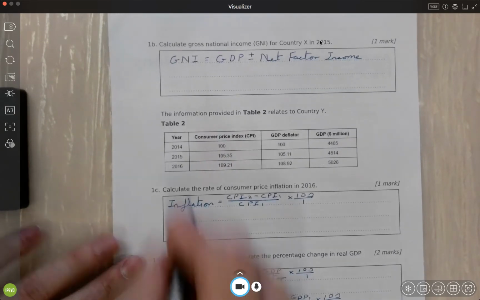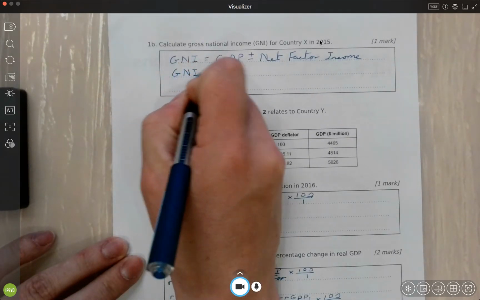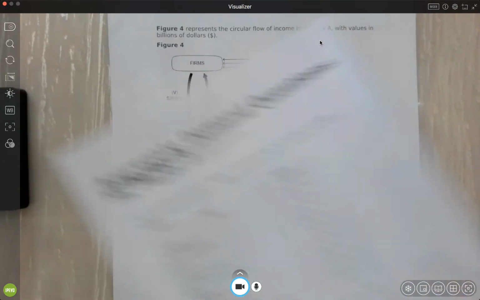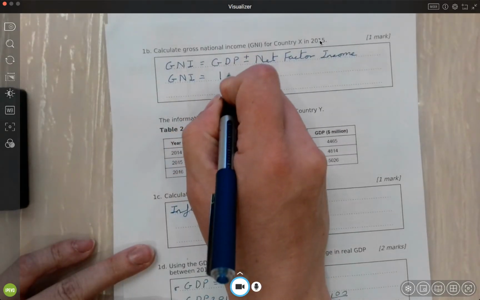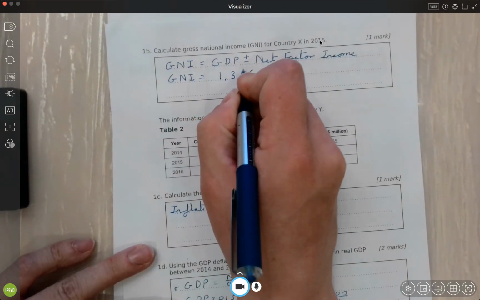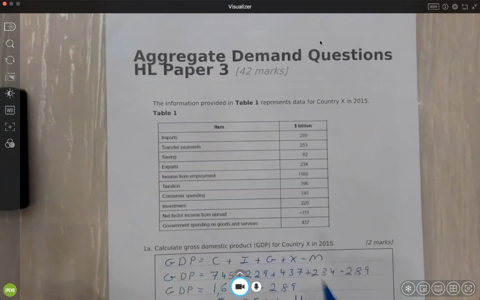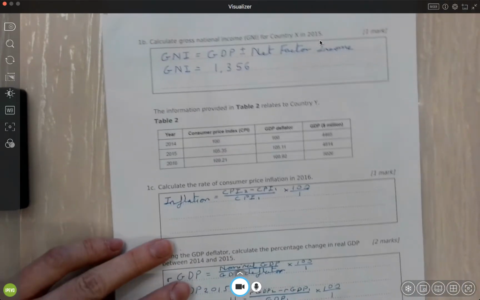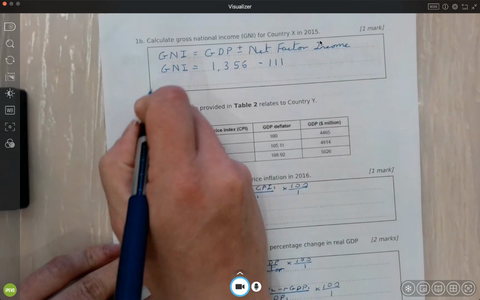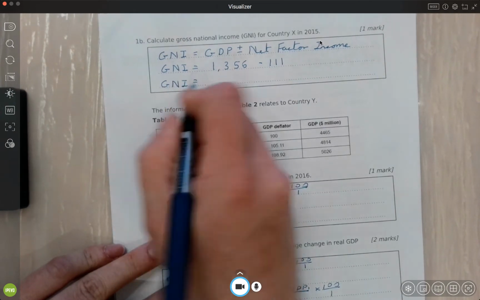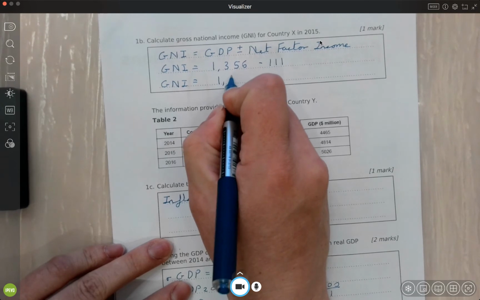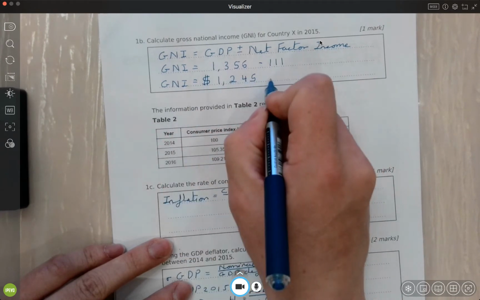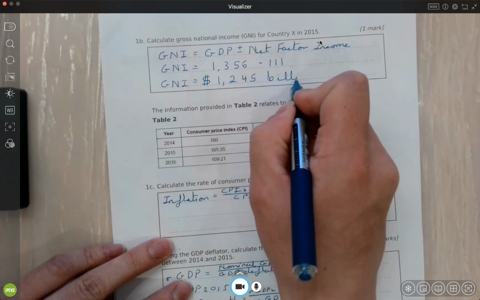Okay, so the first thing I'm going to do here is write GNI, gross national income, equals GDP, and as we've already calculated that, that's $1356 billion. So I don't need to write in the billion or the dollars while I'm doing the calculations. And we have net factor income here, which is minus 111. Okay, so that's going to be minus 111. So we have GNI equals, and just simply taking them away, 1245. And again, just to be annoying, am I done? No, I'm not done. I have to put the currency figure and the amount that it is.